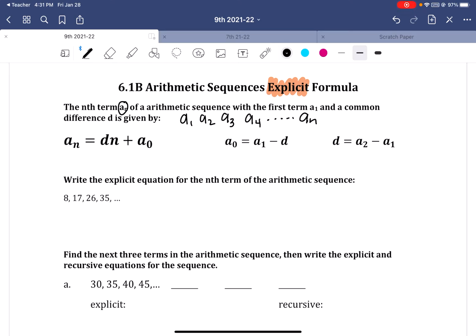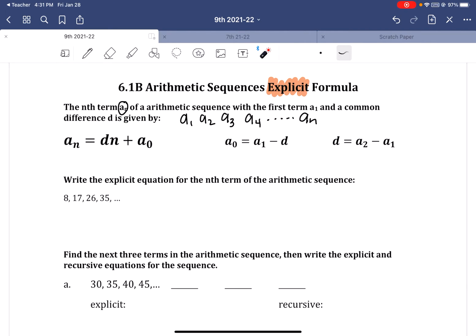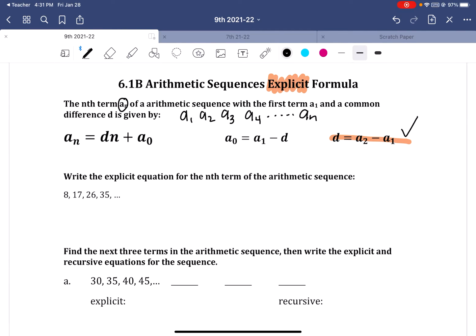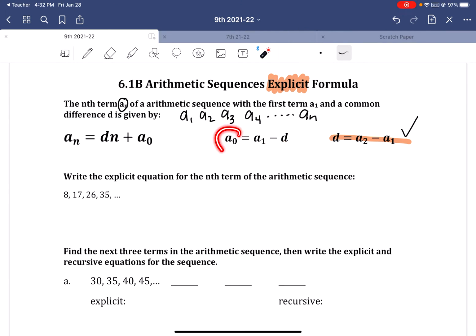So let's go ahead and try to figure this out. If we look at these given equations, we know how to do this one. We know how to do this one. So that one should be a check off. Check. These are our two new ones that we have never seen before. Some might say, what's A naught, Miss Murdock? Well, A naught is the one that comes right before A1, right there. Since we have what A naught is, we know we have to do A1 minus D. And we know how to find D, which is right there.